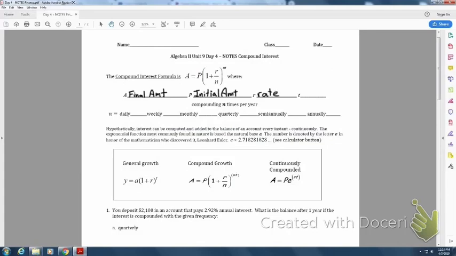You still need to convert that to a decimal, so your 4.3% would be 0.043, so on. T is going to be time still. The one thing that is completely new is N, and that's going to be the number of times that it is compounded per year. Which, let me explain what that compound means.